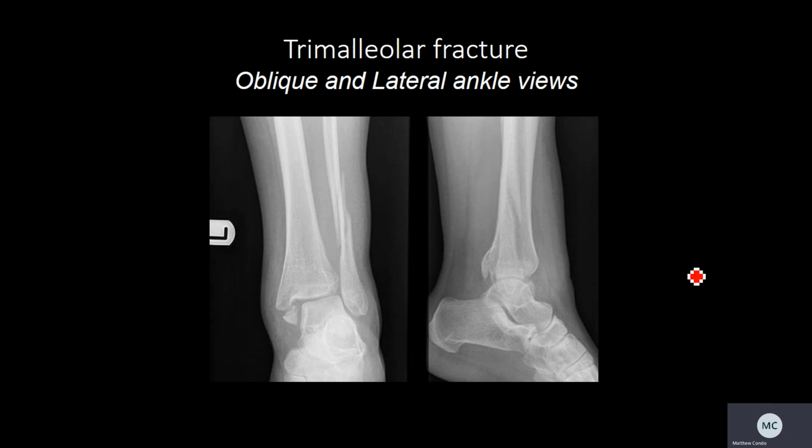This is how a trimalleolar fracture is going to look. Now, if we look here, you've got to look really closely. What we see is that I have one fracture here at my fibula. I have another fracture here at my medial malleolus. And when we look at the lateral view, you can see there's a posterior fracture of the distal tibia.